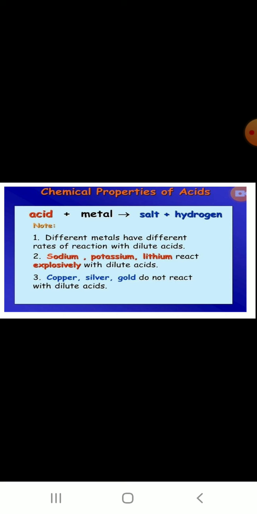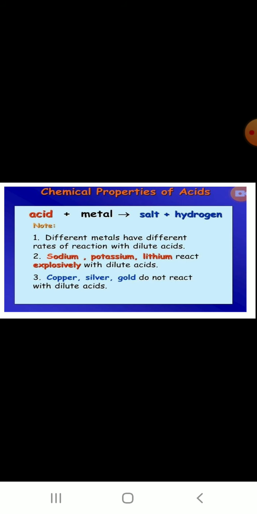Different metals have different rates of reaction with dilute acids. Sodium, potassium and lithium react explosively with dilute acids. Then copper, silver and gold do not react with acids. As you know, these will not usually react with dilute acids.